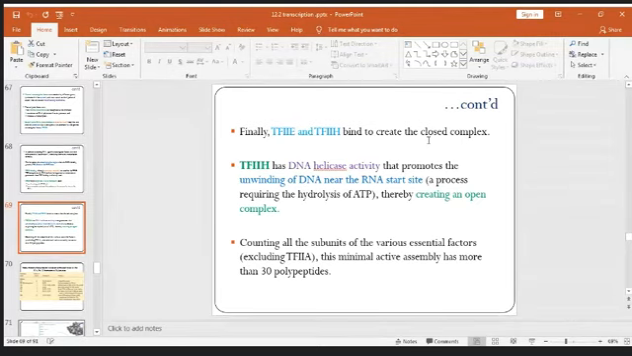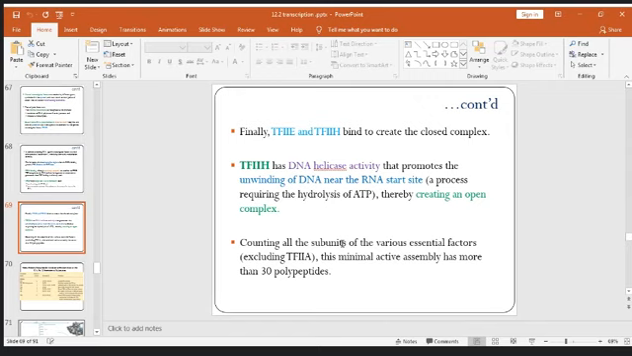Now, each of them has its own activity. Transcription factor 2H has DNA helicase activity. It can be used to unwind the parental DNA strand during the process of transcription, because unwinding is required. And that promotes the unwinding of DNA near the RNA transcription start site. As this is helicase activity, we know that it requires ATP hydrolysis, and this transcription factor 2H undergoes the ATP hydrolysis, creating an open complex.